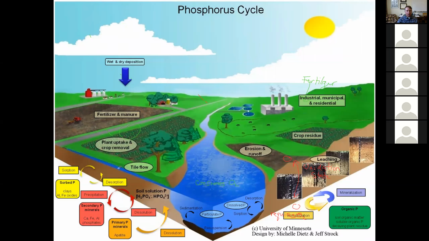All right, so the next one I want to focus on is the phosphorus cycle. We haven't talked a lot about the phosphorus cycle yet. The main sources of phosphorus to the critical zone are essentially dust deposition, so we've got deposition as a source, and then the other one is weathering or dissolution of minerals. And then fertilizer.